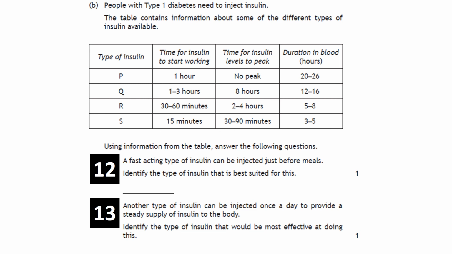So a fast-acting type of insulin can be injected just before meals. Identify the type of insulin that's best suited for this. So which one is fast-acting? That's S, because it's working within 15 minutes. Another type of insulin can be injected once a day to provide a steady supply of insulin to the body. Which would be the most effective at doing this? So once a day would be the one that encompasses 24 hours. So that would be P.